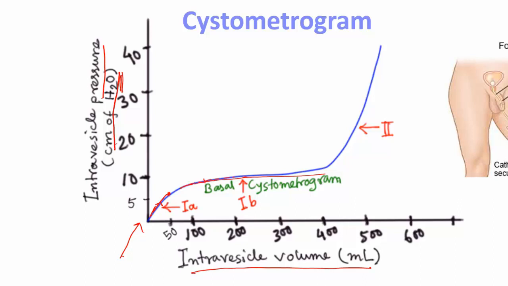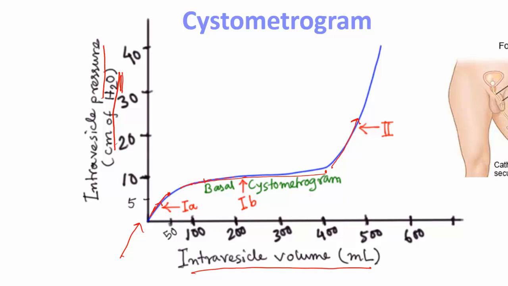When we reach the 300 to 400 ml mark, then phase 2 starts. That is, beyond that, a small amount of normal saline infused can increase the pressure to a very large value. So get it? After 400 ml, see that the pressure rise is very much greater.